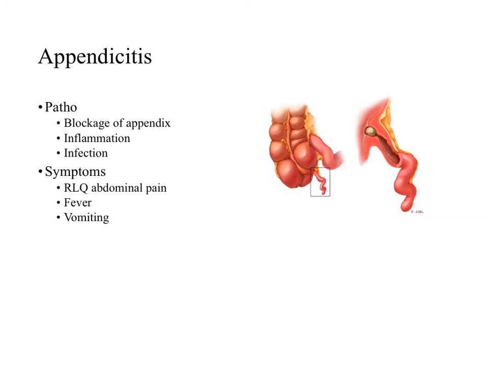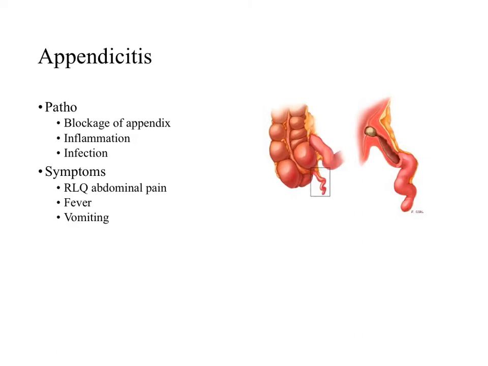All right, now we're going to transition to appendicitis. This is obviously inflammation of your appendix. So here's a picture of your appendix. Here's your small intestine, and this is right where it connects to the large intestine. And then you've got this little appendix hanging off the end.